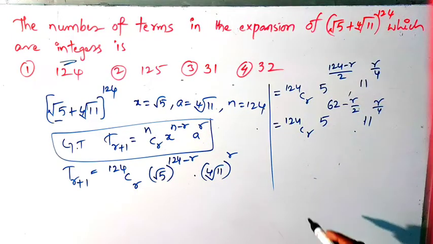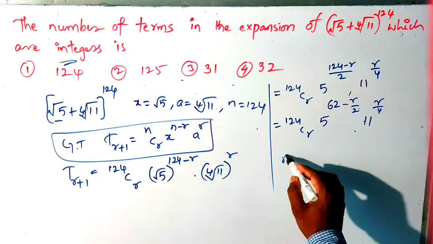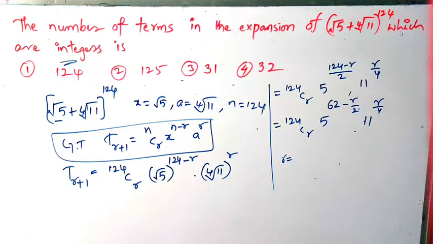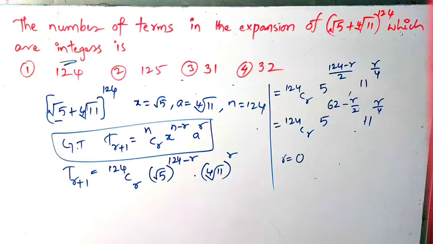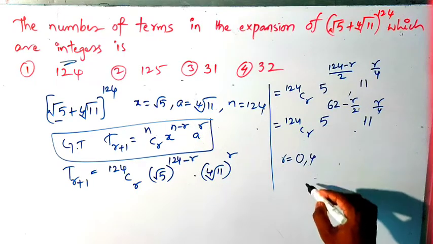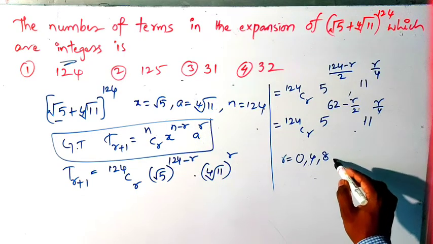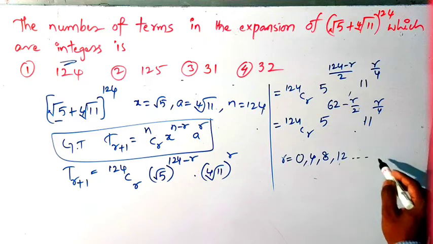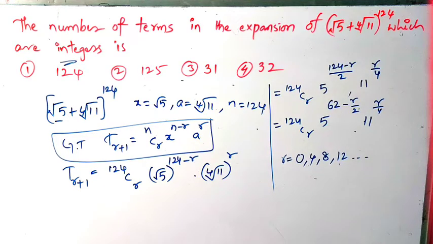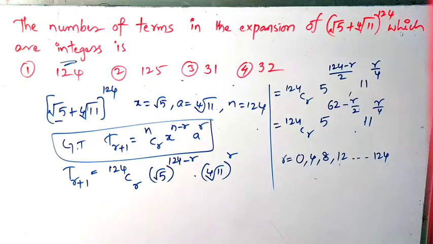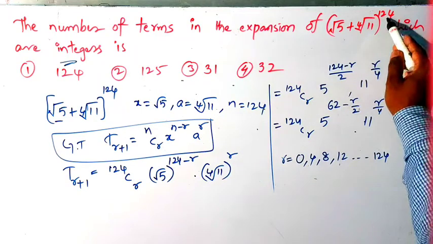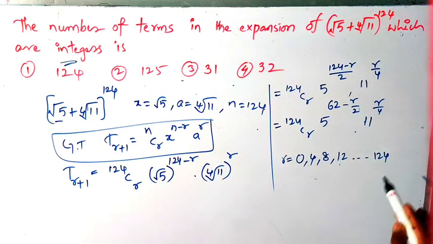Clear? So we have to write now multiples of 4 taken as r values. Clear? So r equals 0, which satisfies that. 4 ones are 4, 4 twos are 8, 4 threes are 12, and so on. Up to 124, we take the last term. What is the last term? Here 124 is there, and this is also a multiple of 4.